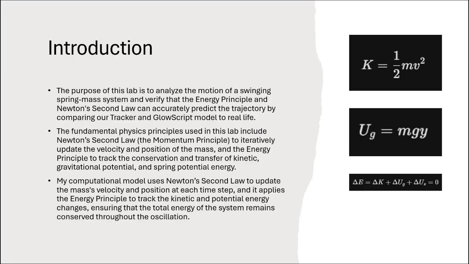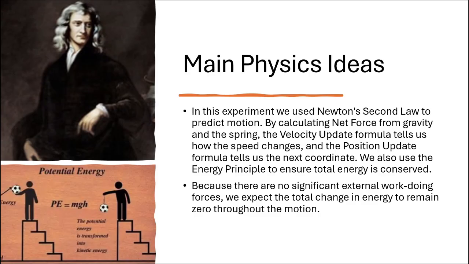to real life. The fundamental physics principles used in this lab include Newton's second law to iteratively update the velocity and position of the mass, and the energy principle to track the conservation and transfer of kinetic, gravitational potential, and spring potential energy. My computational model uses Newton's second law to update the mass's velocity and position at each time step, and it applies the energy principle to track the kinetic and potential energy changes, ensuring that the total energy of the system remains conserved throughout the oscillation.